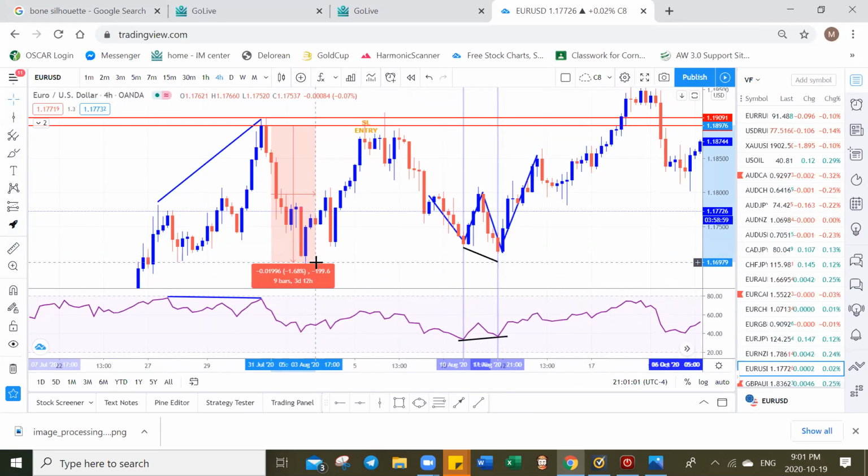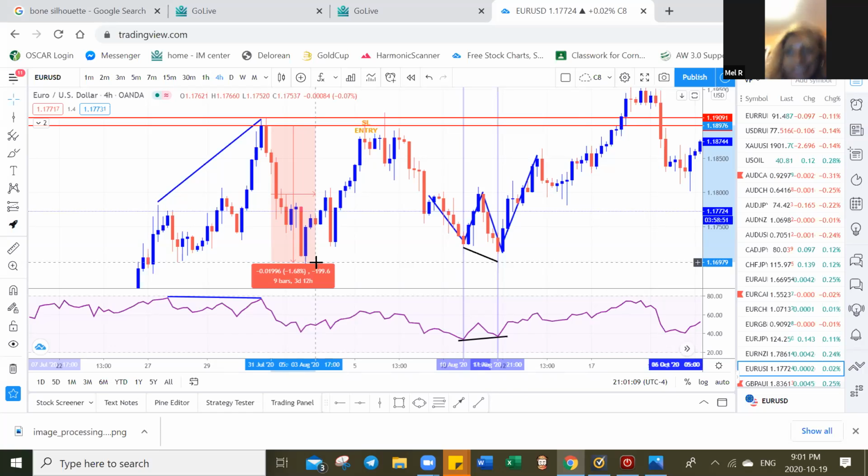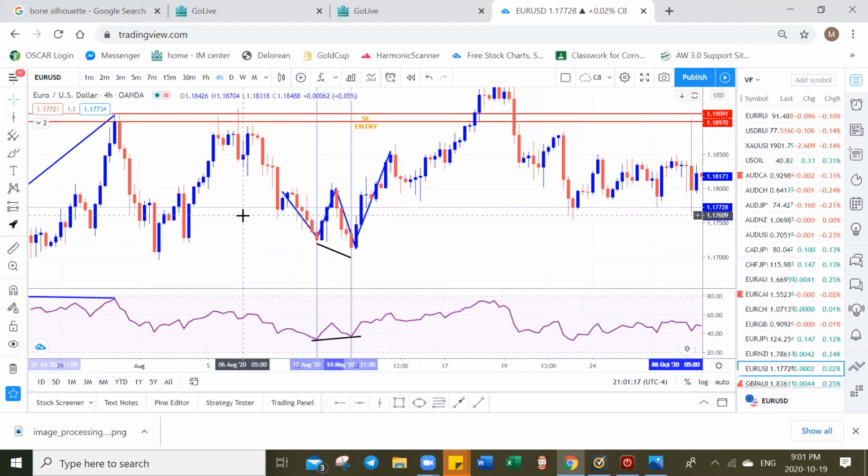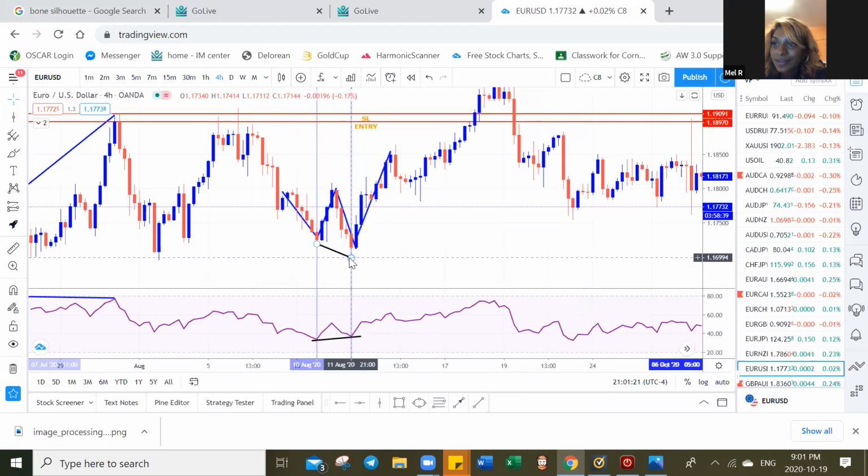I see divergence. Do you guys see how much pips you could have caught just by identifying divergence? 190, let's just say 200 pips. You guys don't believe me? Okay, we'll do another one. Y'all think I'm lying? Watch this.